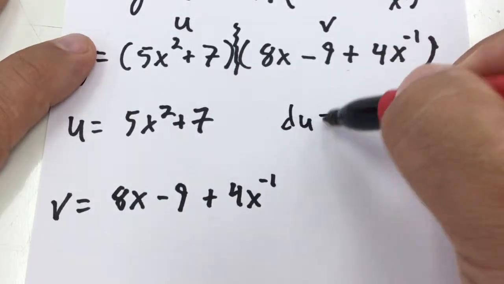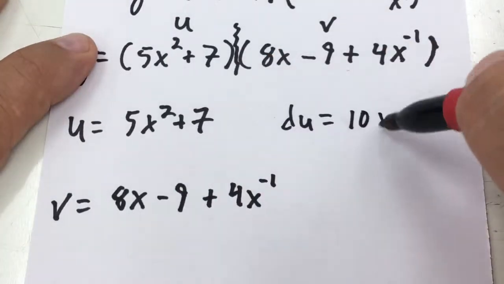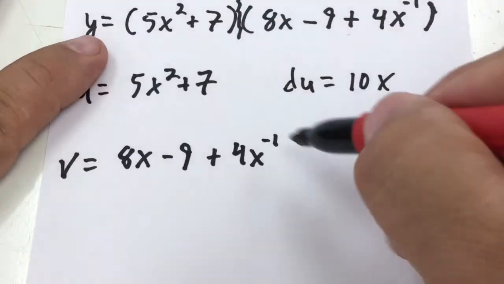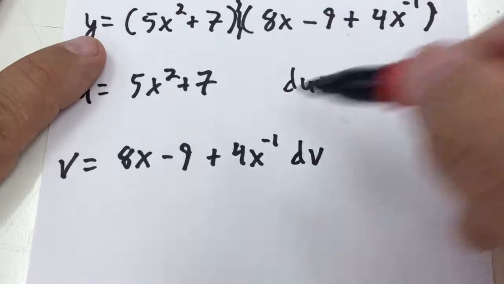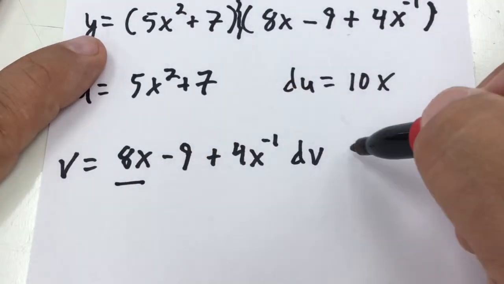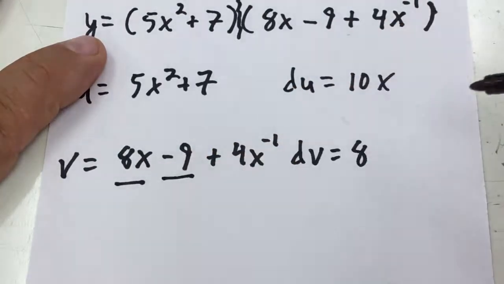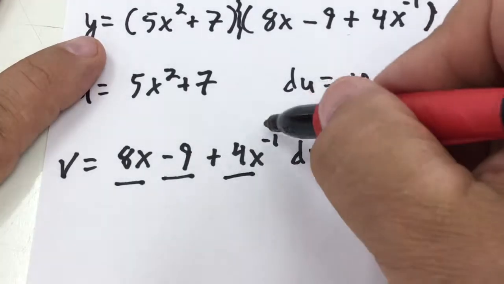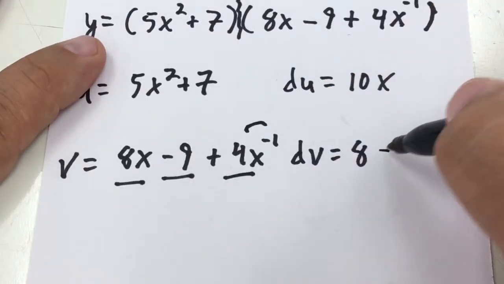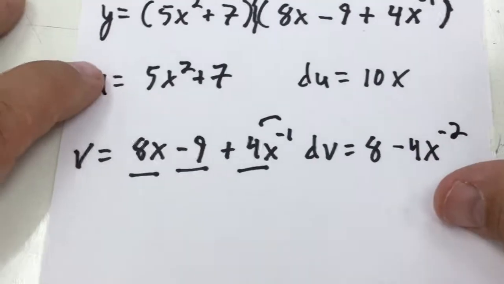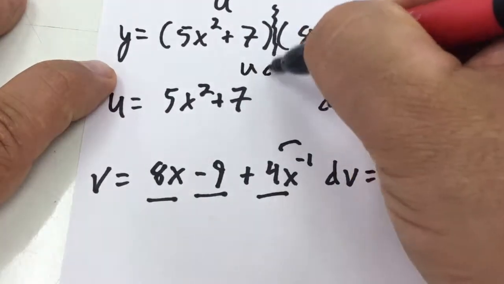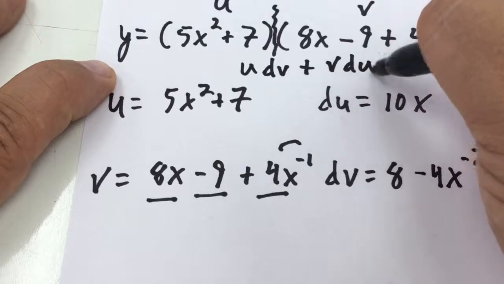Now my du, or my derivative of u, equals 10x, and the derivative of 7, let's recall, is 0. My dv, the derivative of 8x minus 9 plus 4x to the negative 1. The derivative of 8x is just 8. The derivative of negative 9, the derivative of any number, is 0. And then the derivative of 4x to the negative 1 using the power rule would equal negative 4x to the negative 2. And the rule is u dv plus v du.